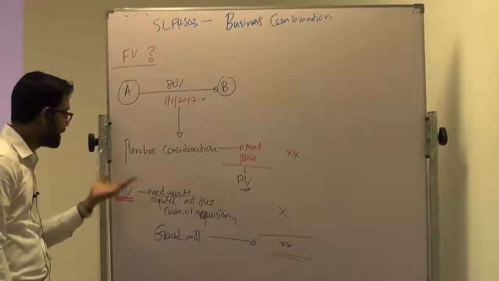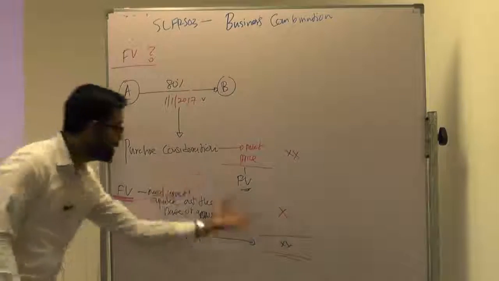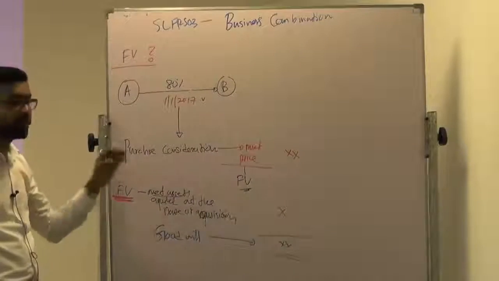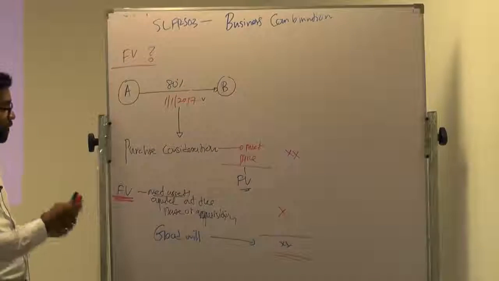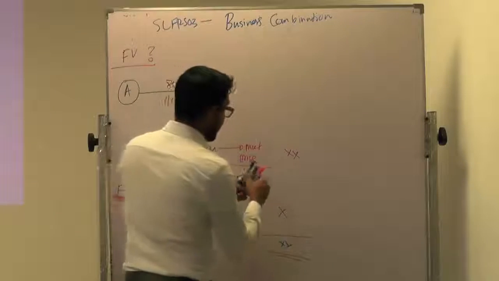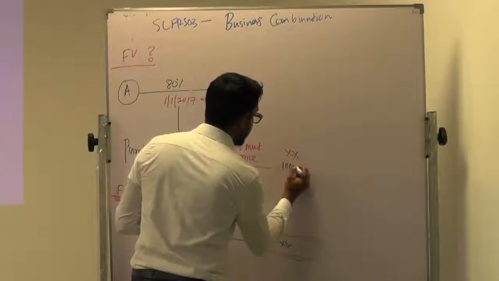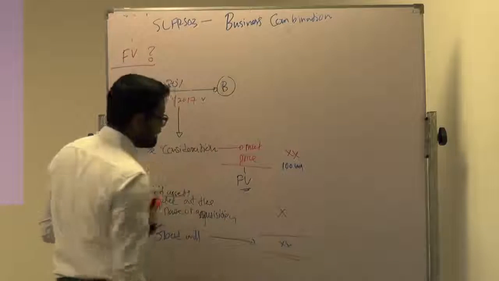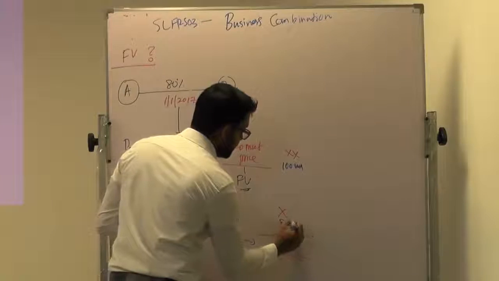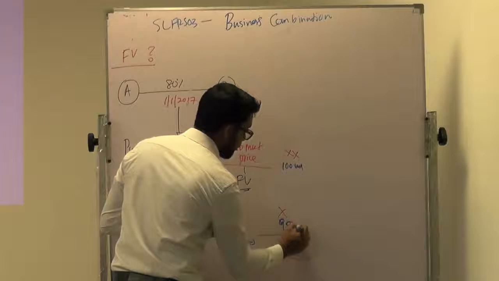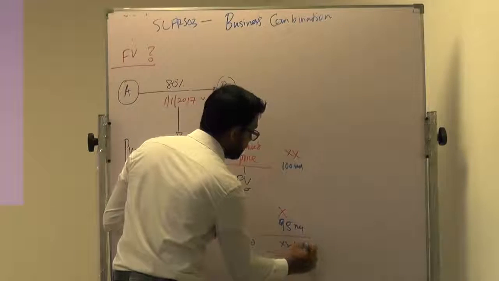Fair value of net assets at the date of acquisition you have to consider, and the difference is what? Goodwill. If you are paying 100 million here and the net assets acquired are 80 million, so it's a 95 million, 5 million you have paid more.